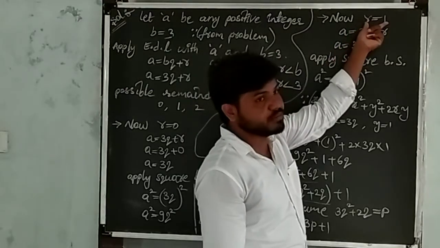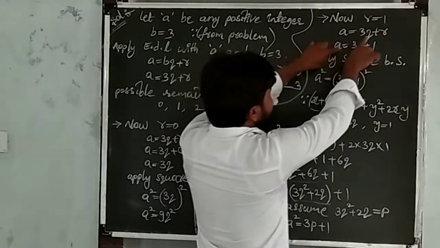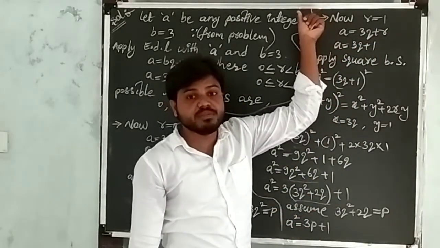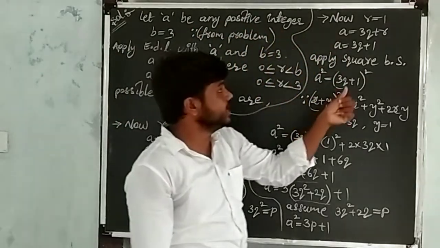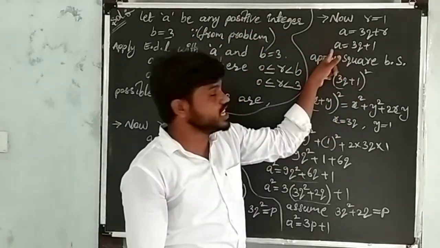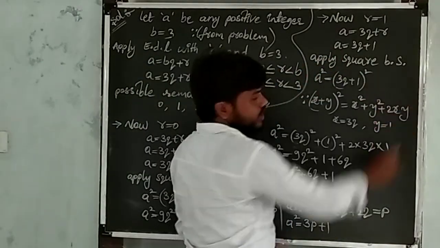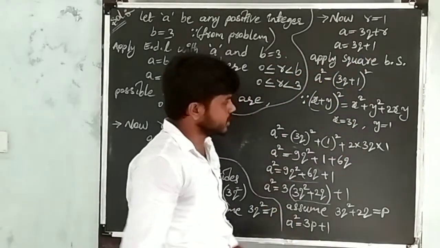I substituted this remainder in A equals 3Q plus R form. A equals 3Q plus the remainder, which is 1. We need the square of a positive integer. Here A is a positive integer, and we need its square. That's why I applied the square on both sides. A squared equals (3Q plus 1) whole squared.